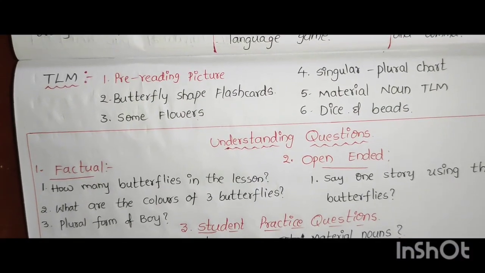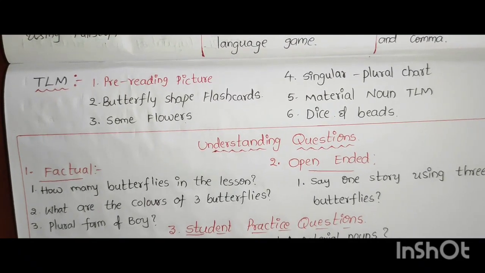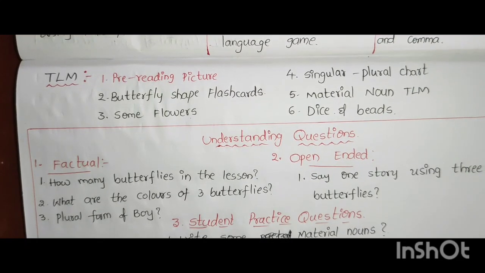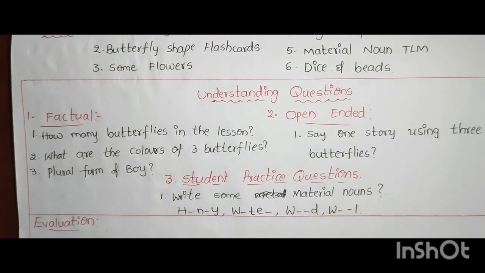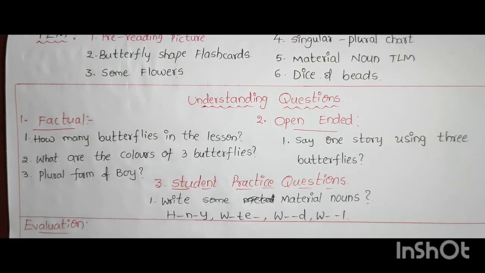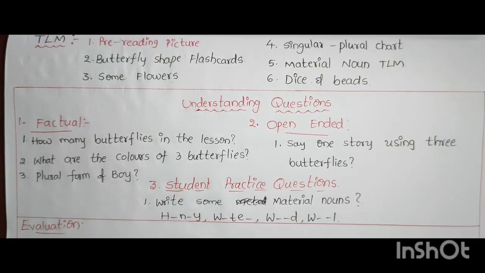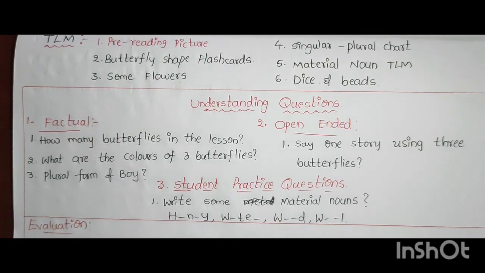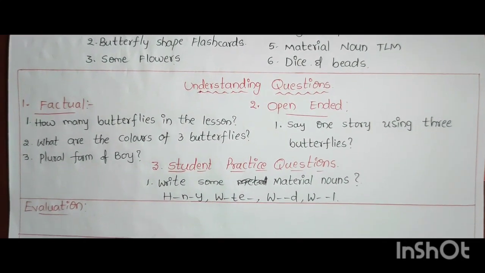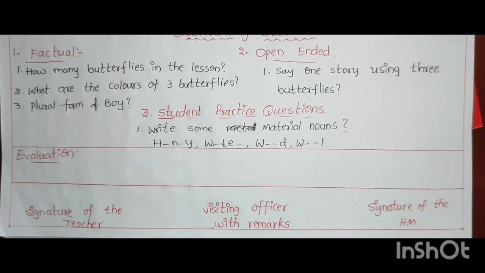TLM: pre-reading picture, butterfly shape, flashcards, some flowers, singular plural chart, material noun TLM, dice and beads. Understanding questions. Factual: How many butterflies in the lesson? What are the colors of the 3 butterflies? Plural form of boy. Open-ended: Say one story using 3 butterflies. Student practice questions: material nouns with dashes.